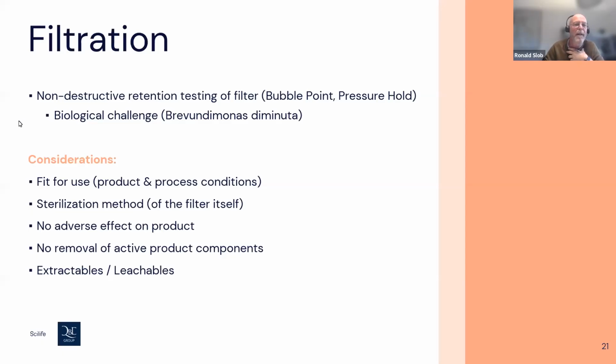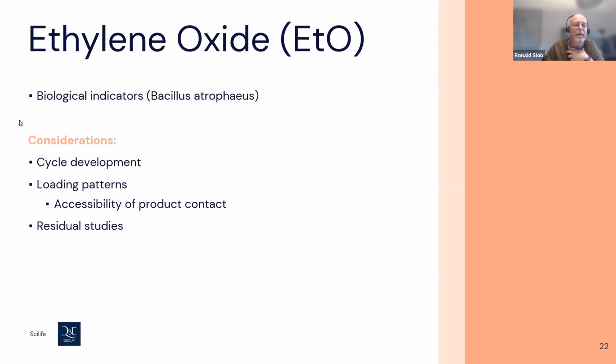Ethylene oxide. You have your biological indicators again. The Bacillus atrophaeus, which is very resistant against ETO. So that's your challenge bacteria. So the consideration is also your cycle development, because you also need to get rid of your air. You must have certain pressures. You must have certain temperatures. You must be sure that everything works optimized.